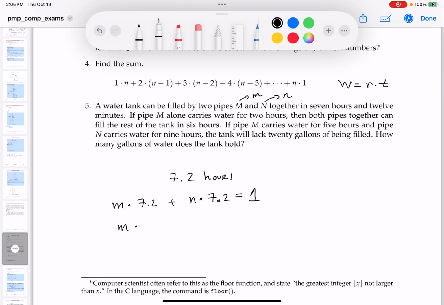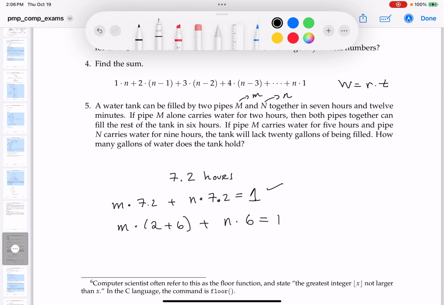So let me read that again. If pipe M alone carries water for 2 hours, well, he's been working for 2 hours. And then both pipes can fill the tank in 6 hours. That means he's got 6 more hours, right? But the other guy's given 6 hours. So it's going to be n times 6, and that equals 1. All right, let's just make sure we're okay with that. 7.2m plus 7.2n equals 1. That seems reasonable. The next one, 2 plus 6 times m, and 6n is 1. That looks pretty reasonable. Yeah, 2 equations, 2 unknowns at this point.